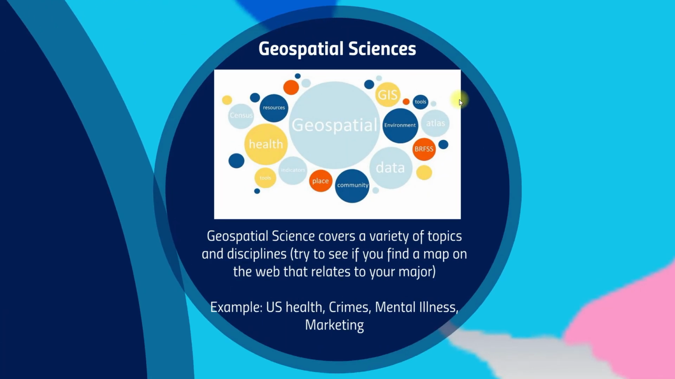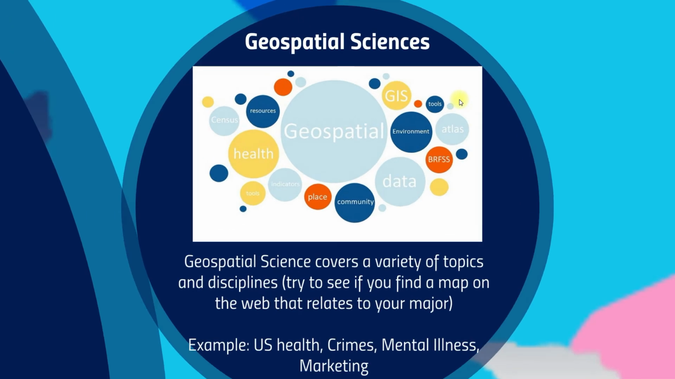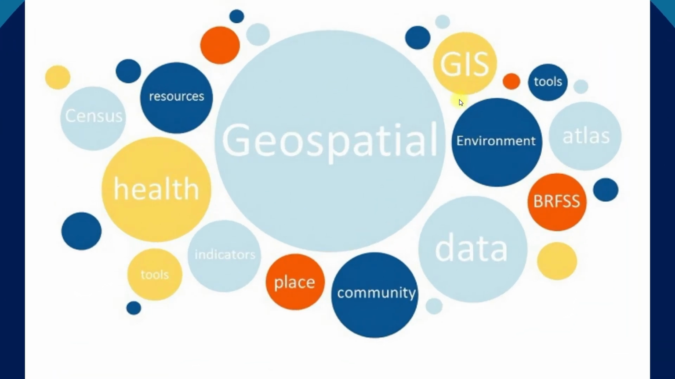Geospatial science covers a variety of topics and disciplines. For example, health, crime, mental illness, marketing. Like geospatial science, we are using health and indicators, place, community. So here you can see GIS, environment, data.